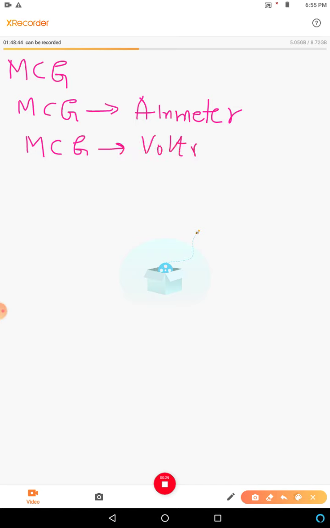What meter? Voltmeter. This is a voltmeter, which measures the potential difference. So these things we have studied.